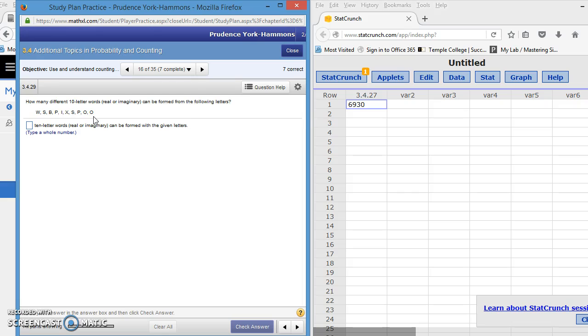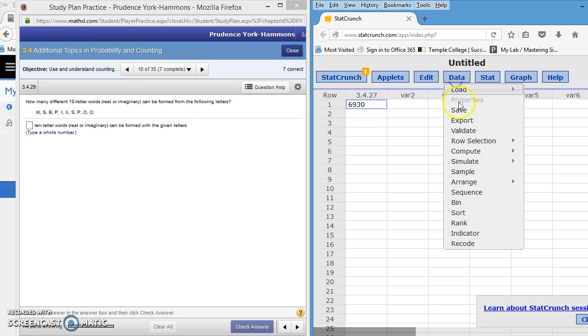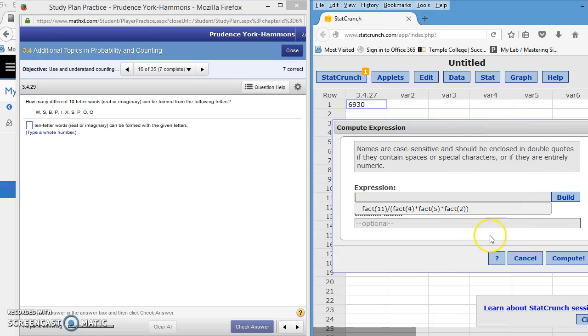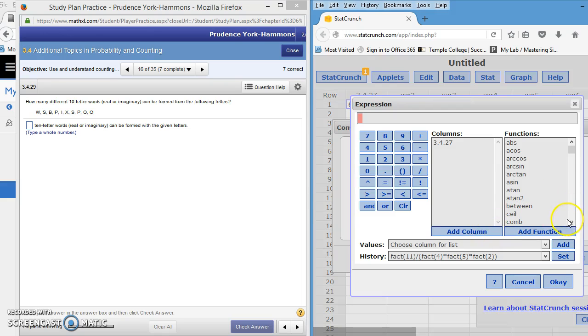Every time those letters repeat, there's no way to tell when you have this O compared to that O. And so we have to reduce that 10 factorial by factors for the number of repetitions for each letter that's repeated. So I go to Data, Compute Expression. I'm going to build my expression. And if I had had 10 totally different letters, I would have done factorial 10. I'm going to arrow out of that. But since I have repeated letters, I have to divide that by a set of factorials.